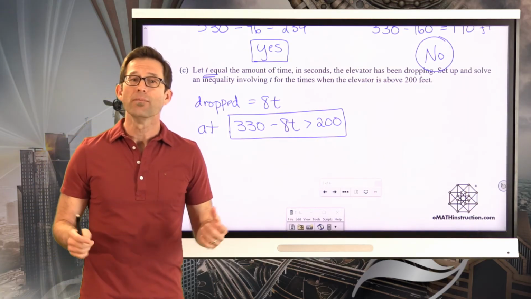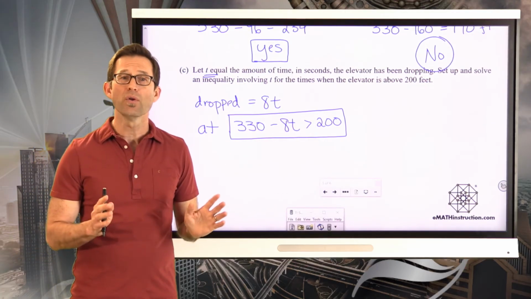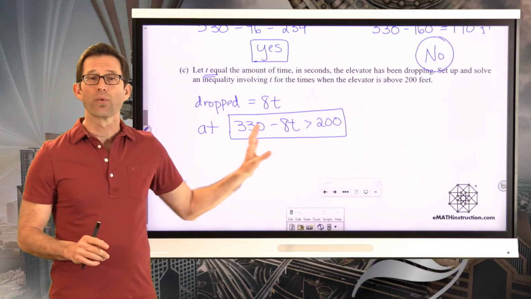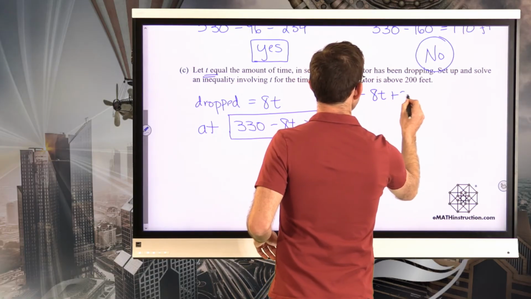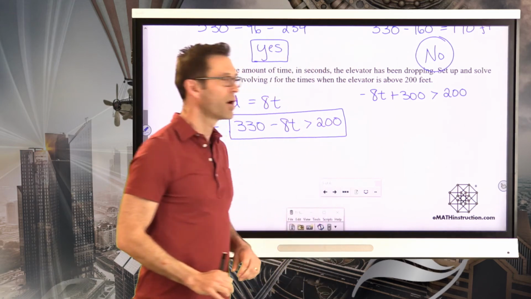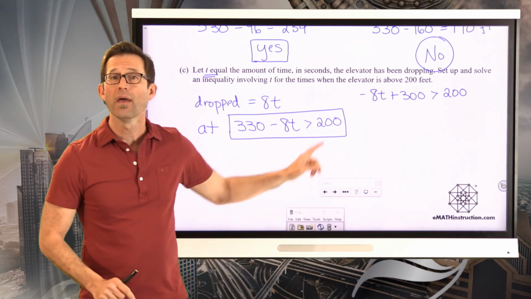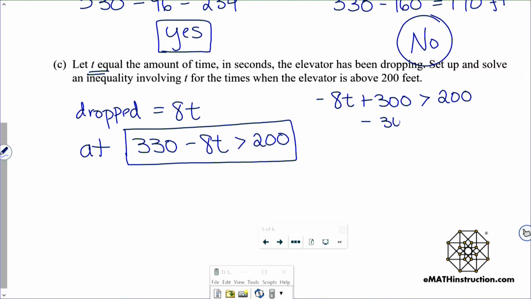Now, like in many cases, we're going to take a look at the left-hand side of this inequality, and use the commutative property of addition to rewrite it as negative 8t plus 300 is greater than 200. Simple enough. Now I'm going to subtract 300 from both sides. Got to watch out a little bit here. We'll be left with negative 8t is greater than 200 minus 300, which is negative 100.